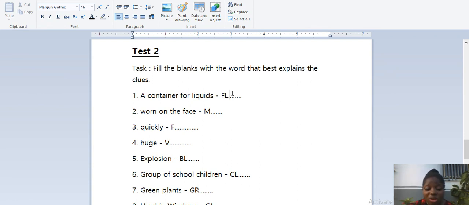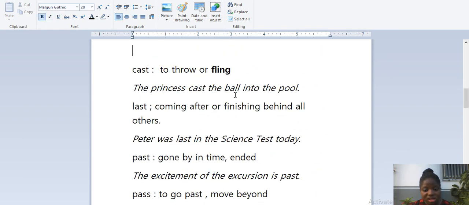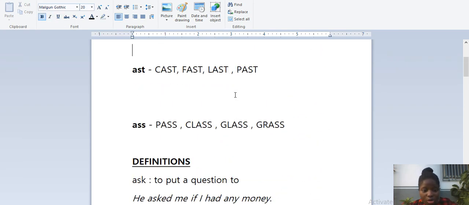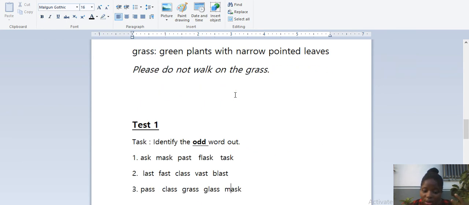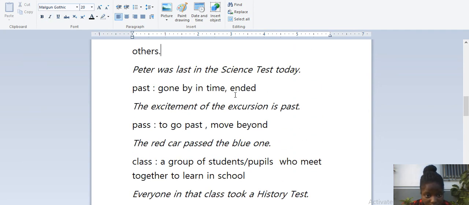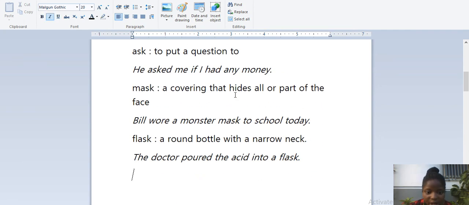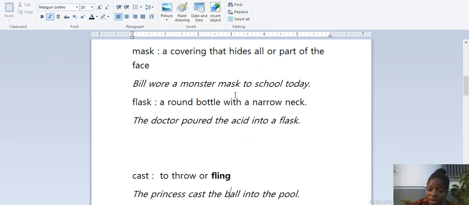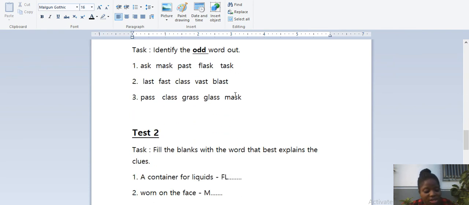All right, so the first one is a container for liquids. Now anything could be a container for liquids, but we're dealing with words that end with ask, ast, and ass. That's all we've been doing all this time. So a container for liquids, last time I checked, is a flask, because we did that up there. I'm going to go back so you can all see that we did that. That's right here. A flask, a round bottle with a narrow neck, right? So a container for liquids is a flask. Every answer that you give has to end with either ask, ast, or ass. It's that simple, because that's all we've been doing all the time.